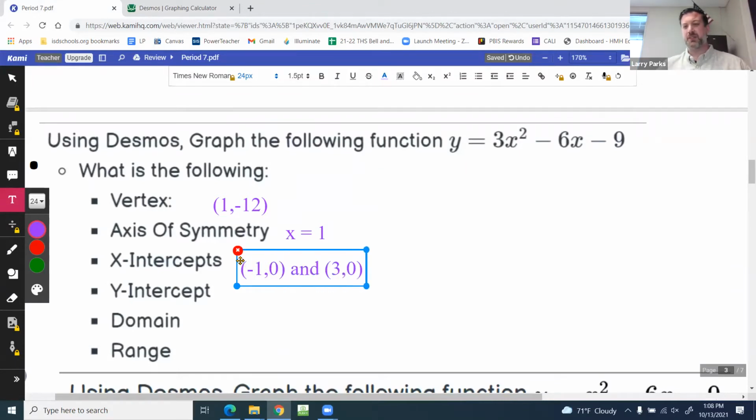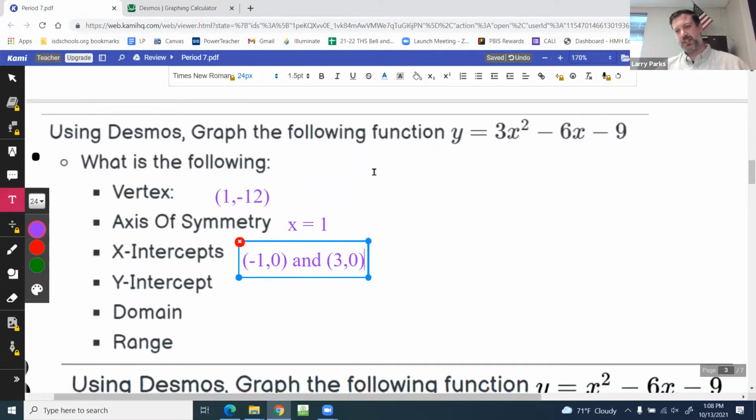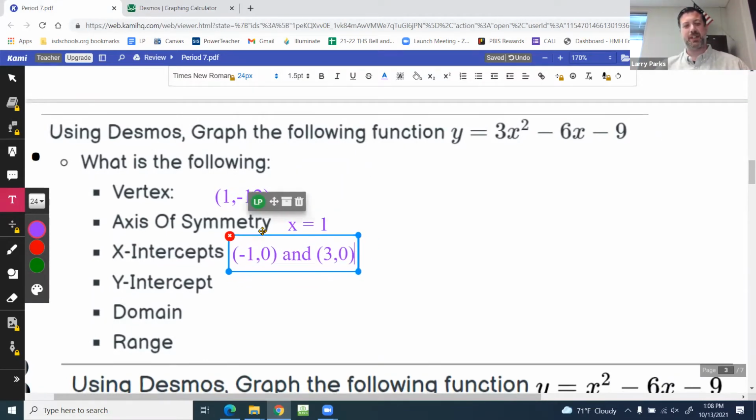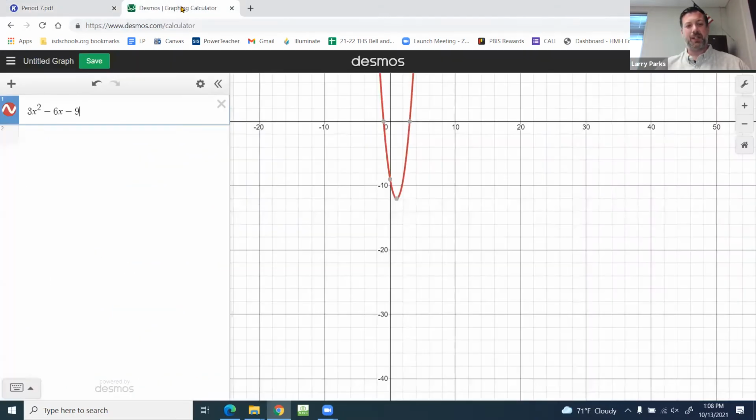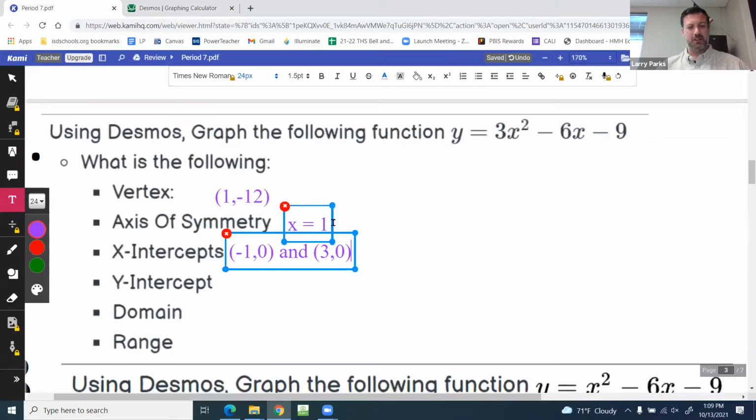Pretty easy with Desmos. You could also get that by factoring, which if I have time, I might show you that. I'm just showing you the easiest way to get the answers. Let's see, y-intercept, that'd be right here at 0, -9.